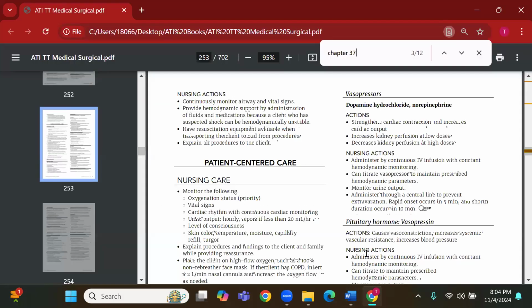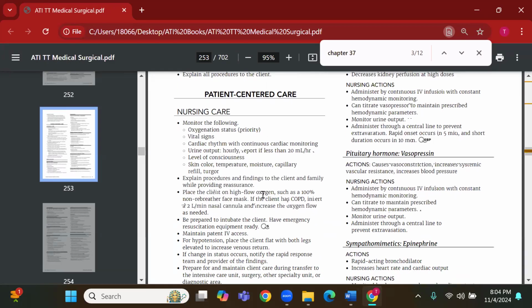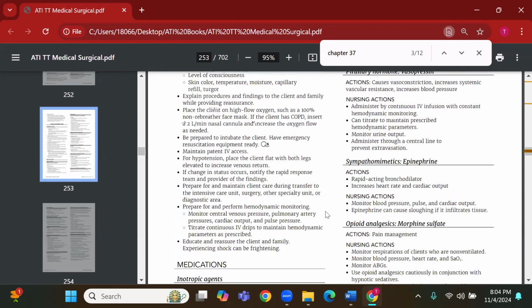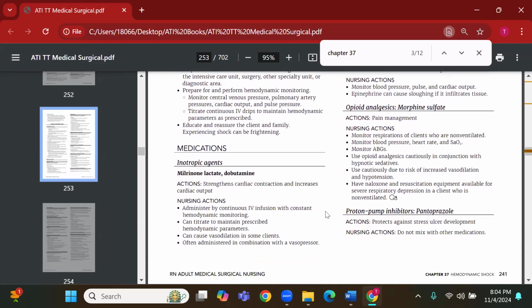How and what are we going to give, right? So I would say this little thing right here, high flow like 100% non-rebreather. But if they're COPD, we're just going to do 2 liters per minute. Now, they didn't give these meds, and I'm good. I don't know if these will be here or not.